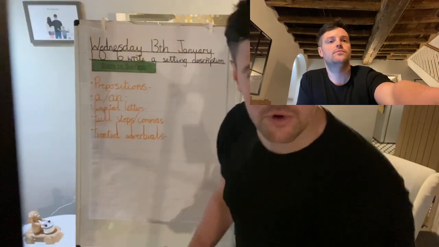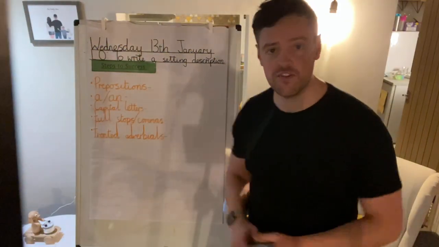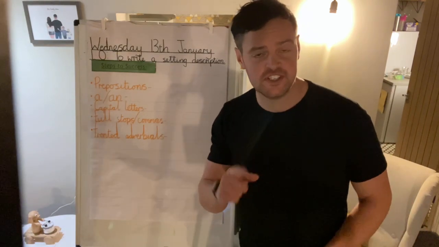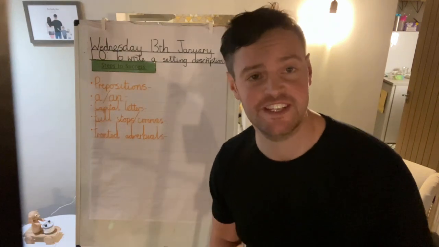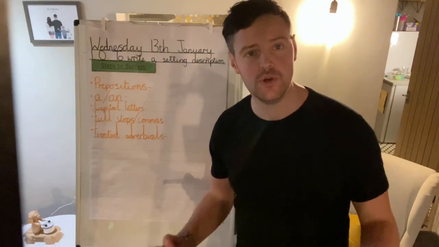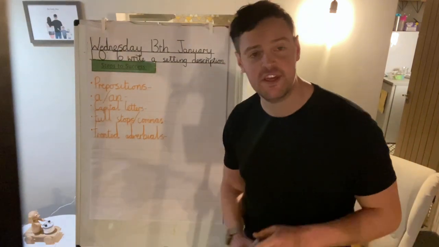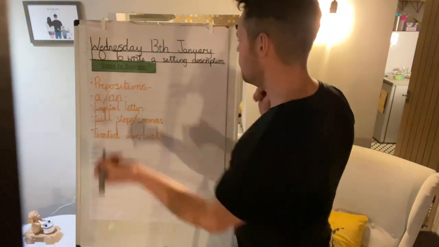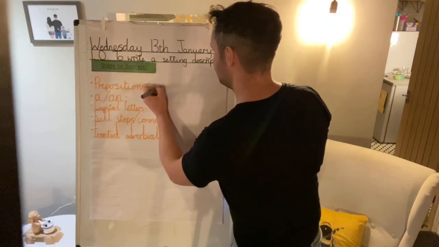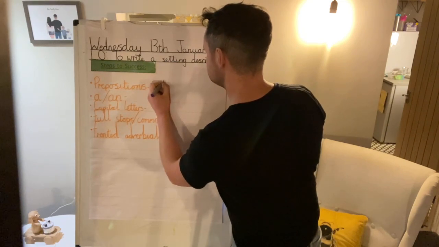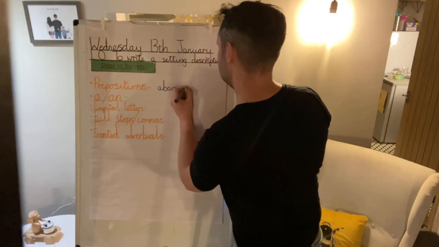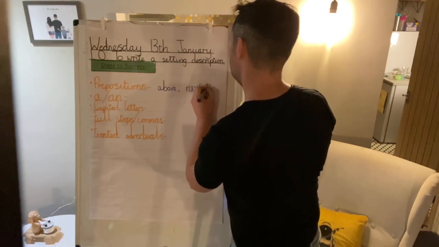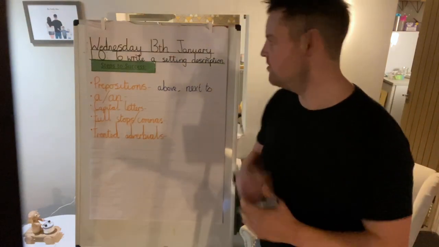Okay, so just go through our steps of success then. First of all, one of your steps of success for a successful piece of writing is to include prepositions. This is, of course, a setting description. So we want to use those prepositions to describe the different things that are within the circus tent. So using prepositions such as above, next to, behind, on top of, etc.